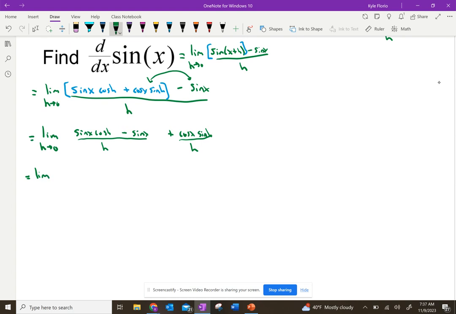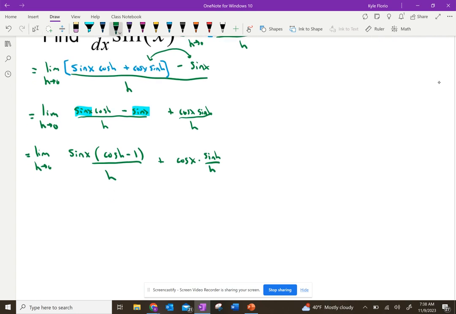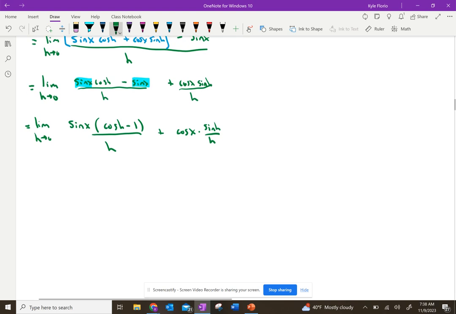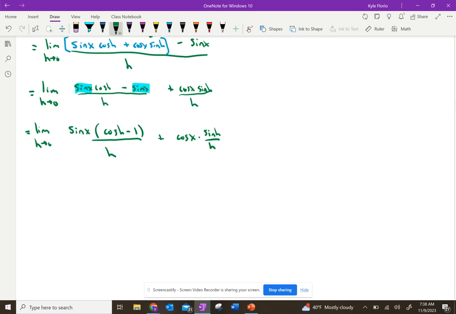And what I'm going to do next is recognize that there's a sine x in both of these terms that I can factor out. And if I factor that out, I'm left with cosine h minus 1, and this is all over h. Over here, I'm going to rewrite it slightly differently. I'm going to write it as cosine x times sine h over h. So the limit as h approaches 0, I don't know if you recognize it yet, but I have a couple special limits here. This right here and this right here.